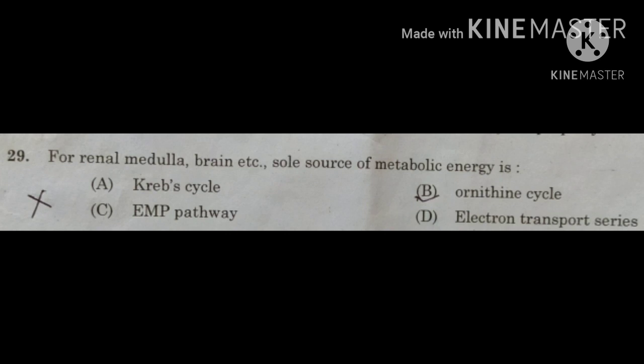Okay, so the correct option for this question is option C, EMP pathway. EMP pathway is also known as glycolysis. Why is glycolysis known as the EMP pathway? Because various steps in this cycle were discovered by 3 scientists, namely Gustav Embden, Otto Meyerhof and J. Parnas. Embden, Meyerhof and Parnas. Okay. In order to honor their names, the first letters of their names are indicated in the pathway, namely EMP pathway.